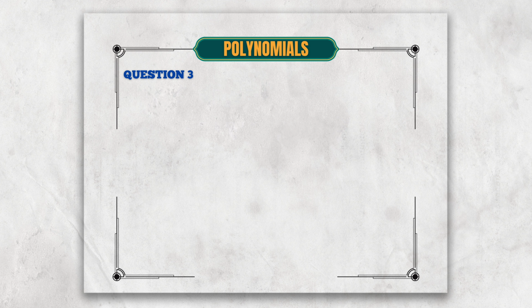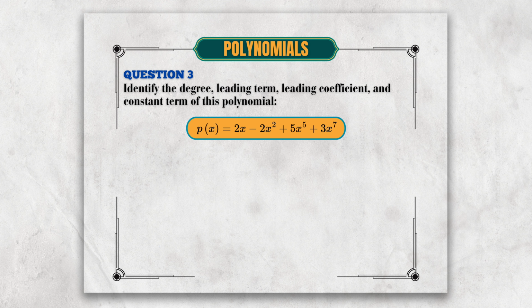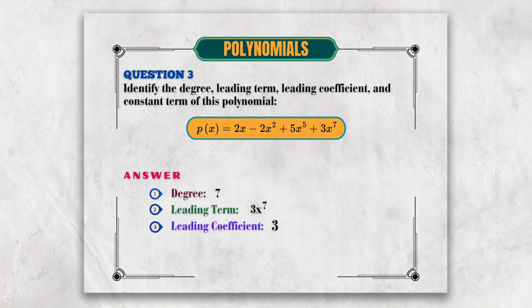And lastly, identify the degree, leading term, leading coefficient, and constant term of this polynomial. The degree is 7. The leading term is 3x to the power 7. The leading coefficient is 3, and the constant term is 0.